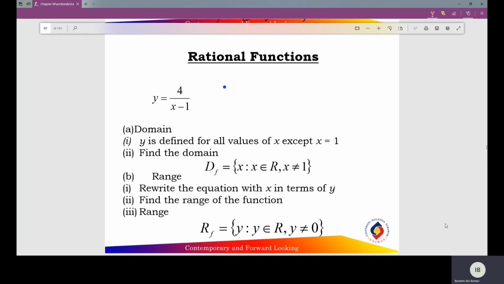Okay, algebraic approach. Second method to find the domain and the range of the function. Rational function: y equals 4 over x minus 1. First you find the domain of the rational function. y is defined for all values of x except x equals 1. First you let the denominator of the function, x minus 1, equal to 0 and find the value of x.